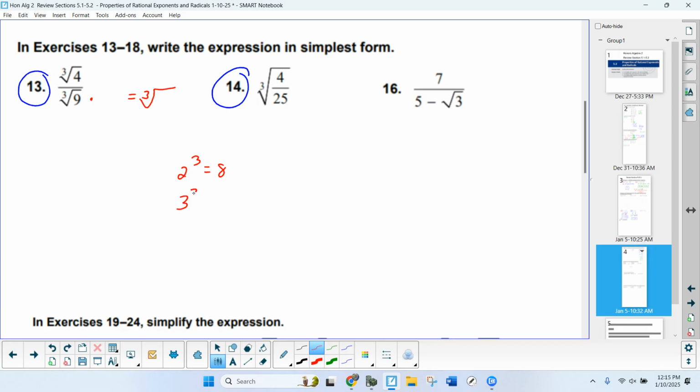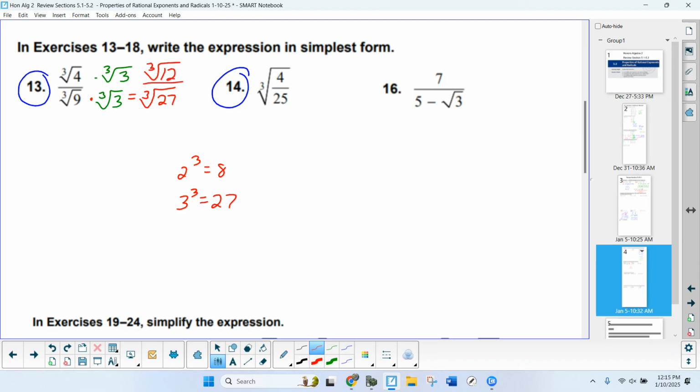What's 3 to the third? 27. Can you turn 9 into 27? Yes, by multiplying it by what? Cube root of 3, and now I get the cube root of 27. Well, whatever you multiply by the bottom, you got to multiply by the top. So what's the cube root of 4 times the cube root of 3? Cube root of 12.